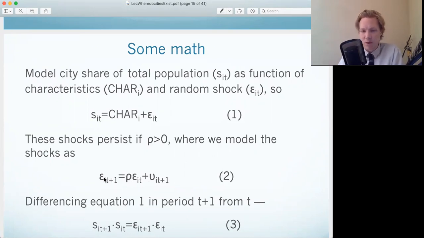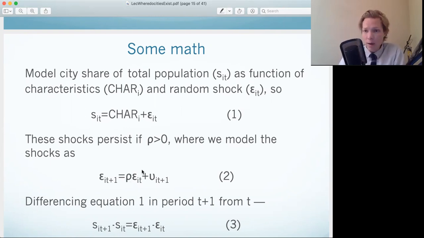So your shock doesn't persist if this variable rho is 0. This is the Greek letter rho. It looks like a P, but it's rho. We always use Greek letters; I don't know why, that's just what we do, to be fancy. So if this is 0, the shock doesn't persist. It's just completely random what shock you get each period for your city, and the overwhelmingly important variable is the characteristics of your city. So if it's 0, it doesn't persist.